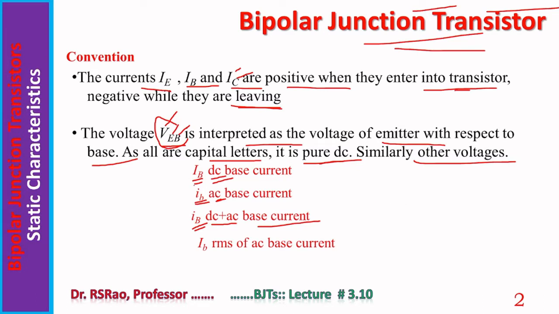The DC part is denoted by capital I, subscript also capital. The AC part is denoted by small i, subscript also small. Total current is denoted by small i, capital subscript. Sometimes we also come across capital I, small b. It refers to the RMS value of base current. RMS. DC is pure, AC is zero, so it is the RMS value of base current.